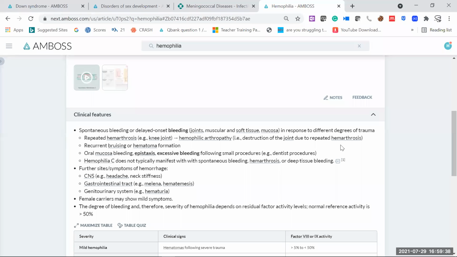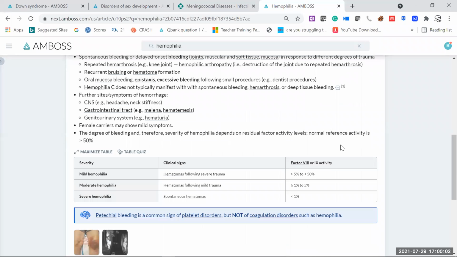It can cause neck stiffness, CNS can be involved. In the GI tract, these patients will present with melena and hematemesis, and in the genitourinary system, hematuria. So every organ is going to be involved because bleeding is there. In case of the renal system, hematuria; in case of GI, you will see melena. Upper GI bleed, you will see hematemesis. Lungs bleeding, you will see hemoptysis.